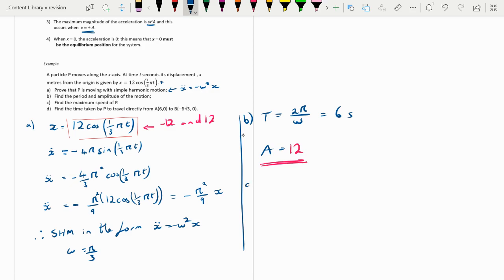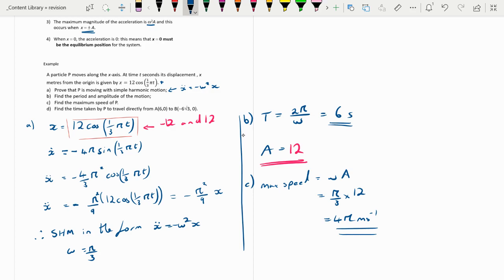Right, C, maximum speed. So max speed is, we can quote it, omega A. So it's simply going to be pi over 3 times 12, which is going to give me 4 pi meters per second. Yes, I could times it out, that's completely fine if you've done that, but I don't need to necessarily.